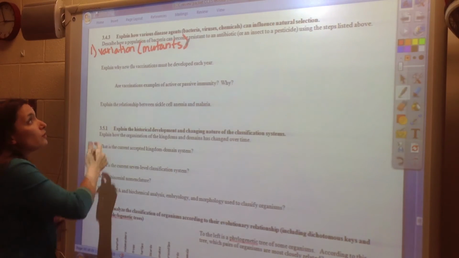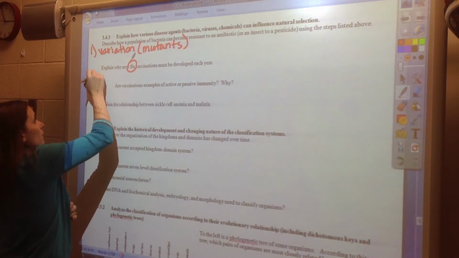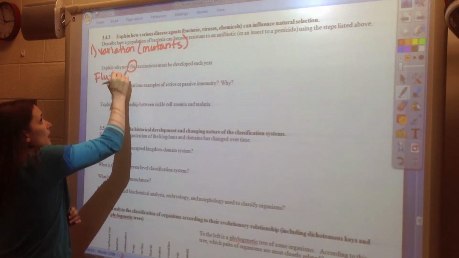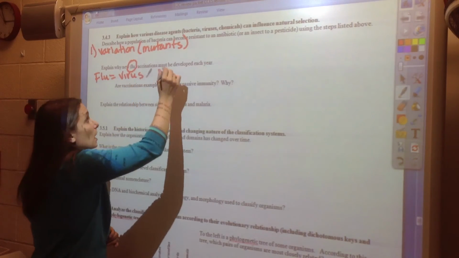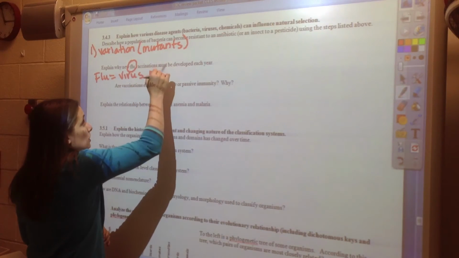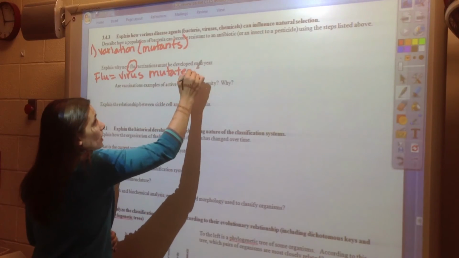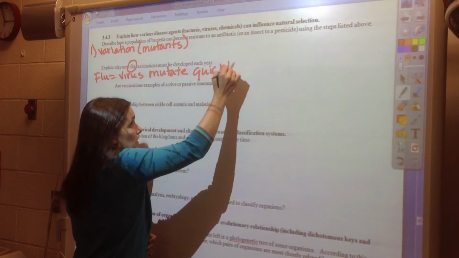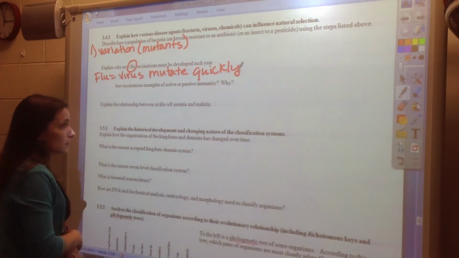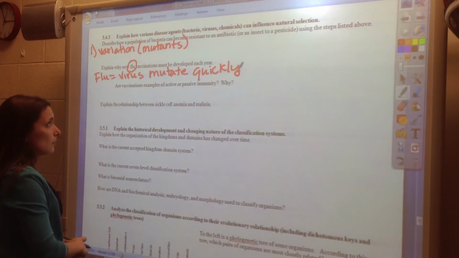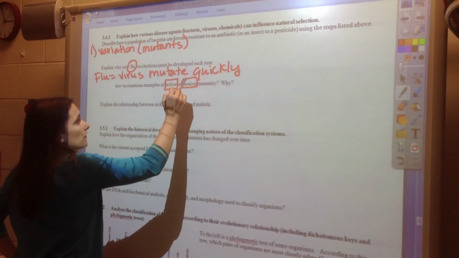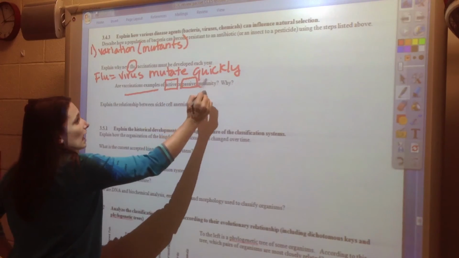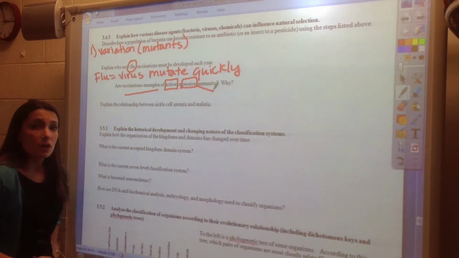Explain why new flu vaccines. Reminder, flu is caused by a virus. And viruses do something a lot. Viruses will actually mutate very quickly. And that's why we need new flu vaccines every year. What I want you to do here is actually tell me the difference between active and passive immunity.